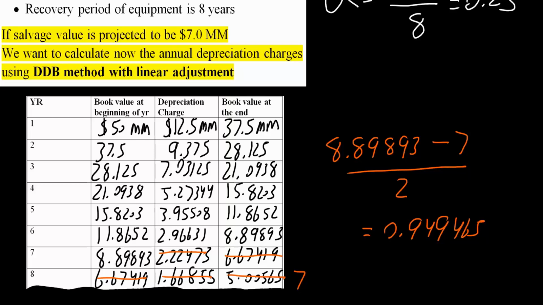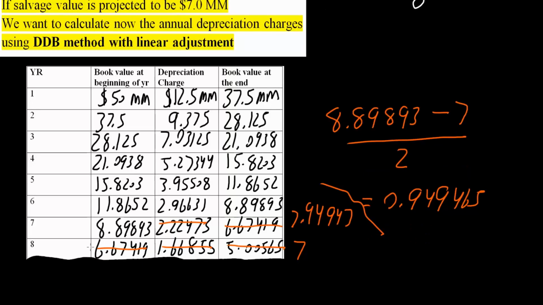If we do 8.89893 minus this value right here, we would get 7.94947. So then we change this value here, and you would get 7.94947 minus the value here to ultimately give us 7. And that's all you need to do for double declining method with linear adjustment.